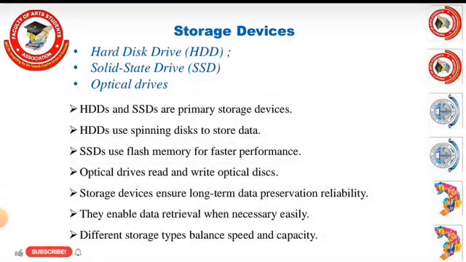Now, let's talk about the storage in the computer system. We have the hard disk drive, which is the HDD. We have the solid state drive, the SSD. We also have the optical drive. The question now is, what are their functions? Now, the hard disk drive and the solid state drive are primarily storage devices.